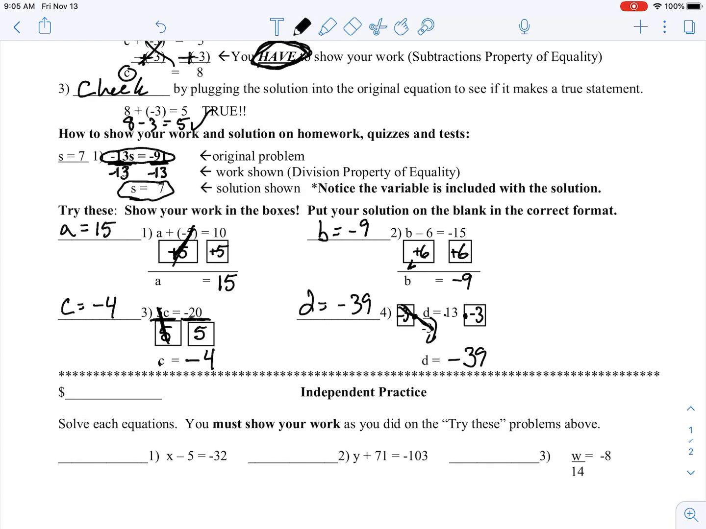And we can also check ourselves, remember, to see if this is true. So we can plug in, just like we've been practicing before. So 15 plus negative 5, is that equal to 10? Well, 15 plus negative 5, or 15 minus 5, is 10. So we get 10 equals 10. That is true, and we know that that checks out. We can also do the same thing to each of these. Plug in your answer for the variable to see if it worked, and if you get something that is true.